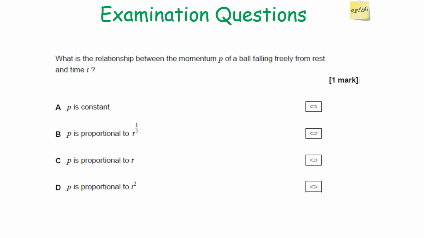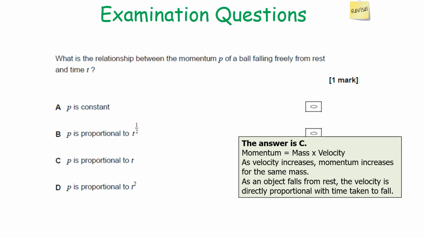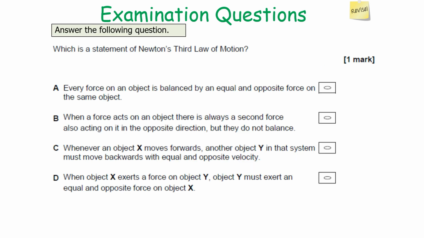Right, so for this one, our answer is C, because as we'll be aware, momentum is mass times by velocity. Now, if you can't remember that, that equation is found in the back of the exam paper in the equation booklet. Now, as the velocity increases, the momentum will increase for the same mass in direct proportion. Now, as an object falls from rest, the velocity is directly proportional with the time taken to fall, because the longer it falls, the faster its velocity, because we know it's accelerating due to gravity, which is a constant in this situation. So therefore P is going to be proportional to t. Let's have a look at our next question.